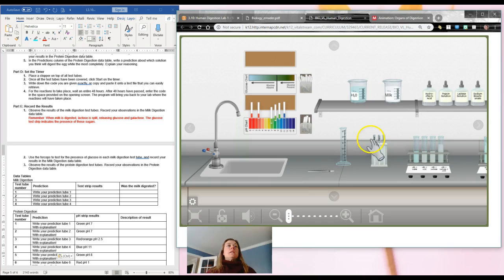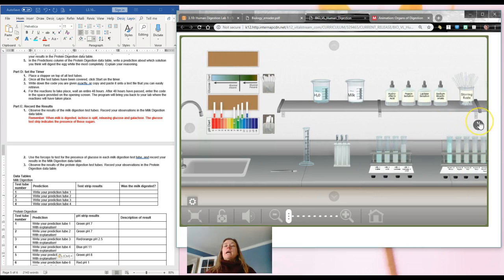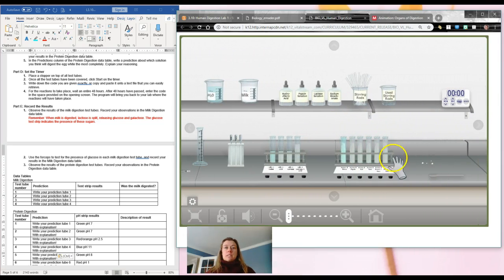All right. So then it says place a stopper on top of all the test tubes. Well, these are stoppers. So these little black things are stoppers. They're supposed to stop anything from happening, any contamination from getting into the test tube.